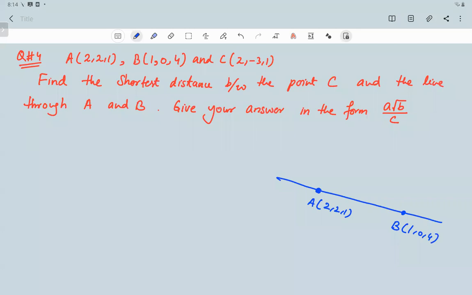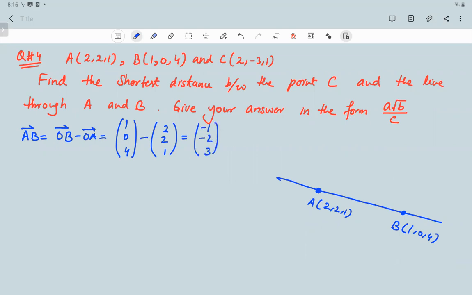AB will act as a direction vector, okay? AB is equal to OB minus OA. OB is 1, 0, 4 minus OA 2, 2, 1. This is equal to AB. Okay, AB is equal to -1, -2, 3, and this is point C. The coordinates of the point C are 2, -3, 1.